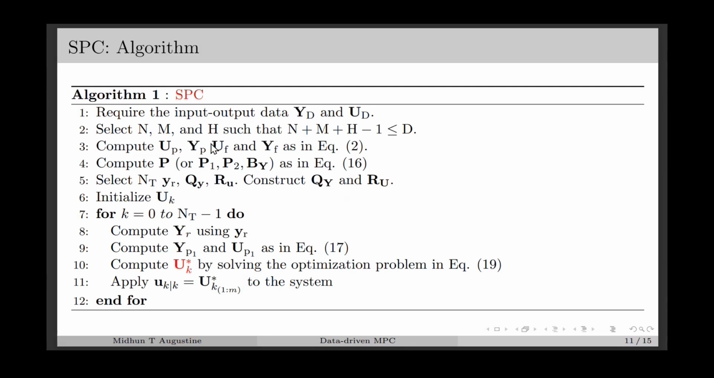Using these block Hankel matrices, we can compute the parameter matrix capital P, which consists of this P1, P2, and By. Then using the elements of P or these matrices P1, P2, and By, we can define the optimization problem for MPC as in equation 19, which can be solved for finding the optimal control input UK star. Then in SPC, we apply the first element of this optimal control sequence at the current instant, and then solve this optimization problem for each time instant until the end of the time horizon.